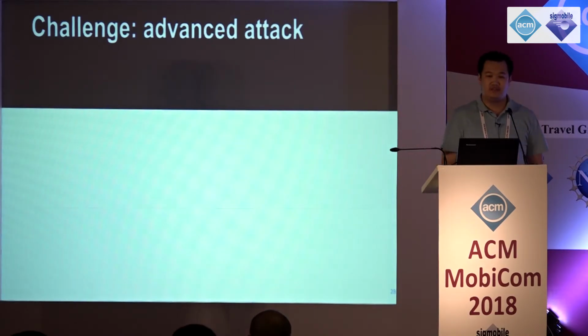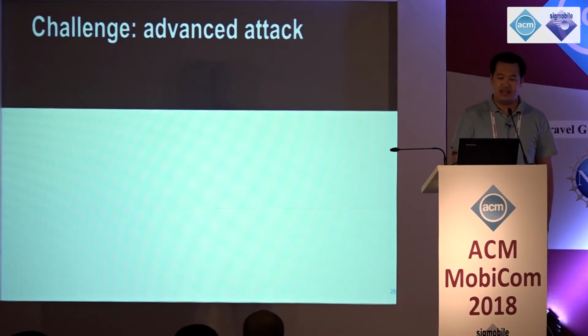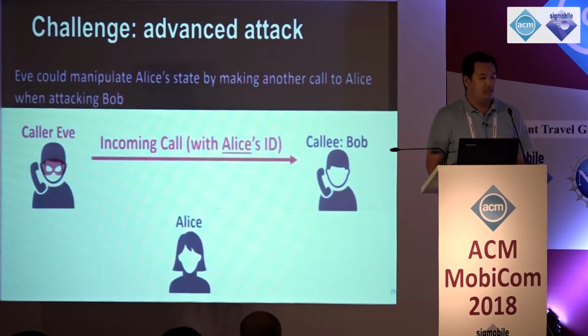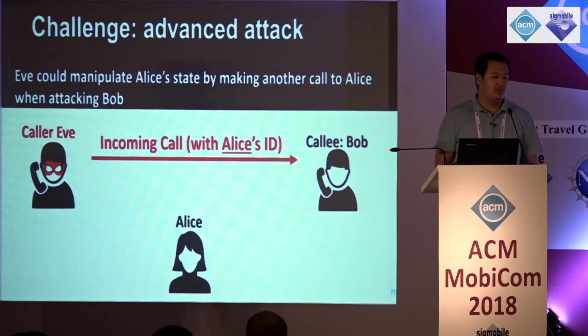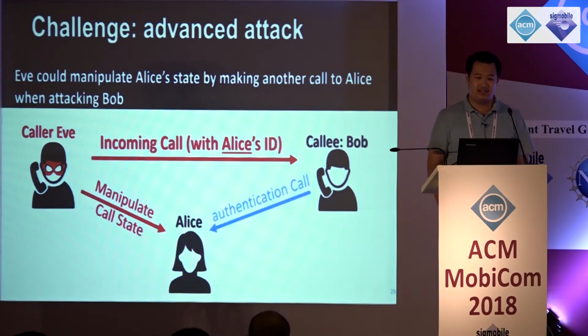Another challenge is the advanced attack. You may think about what if Alice is dialing somebody, or even worse, Eve could try to manipulate Alice's call state by making another call to Alice when attacking Bob. In this case, Bob will see that both the caller and Alice are in the dialing state, and there is no way for us to detect the spoofing attack.